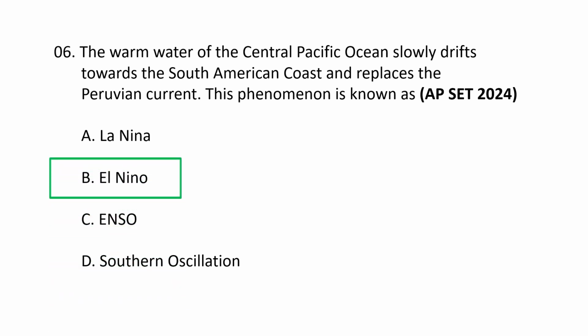El Nino. El Nino describes the periodic development of a warm ocean current that replaces the cool Peruvian current off the coast of South America, a change that can have significant global weather impacts.